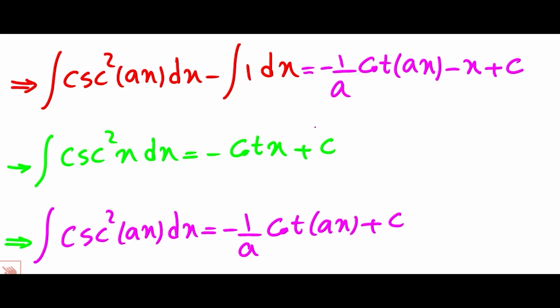So whenever a trigonometric function contains ax instead of x, the integral is almost the same as the basic formula, but we must divide by a, meaning the coefficient of x.